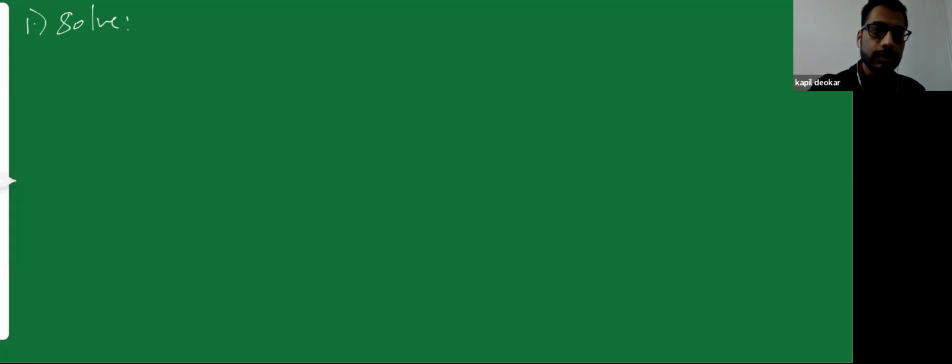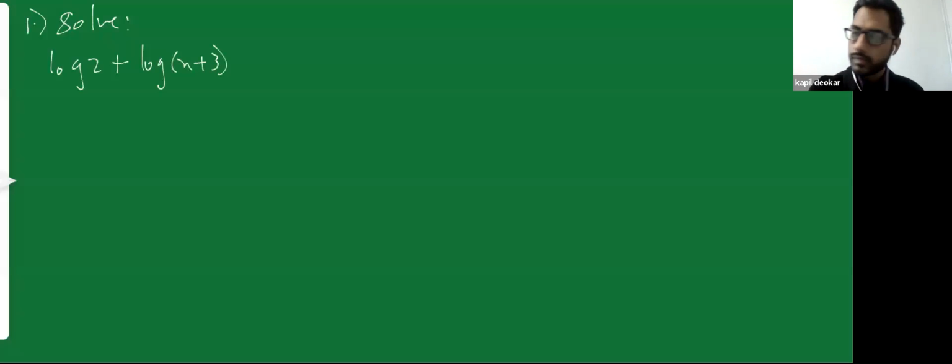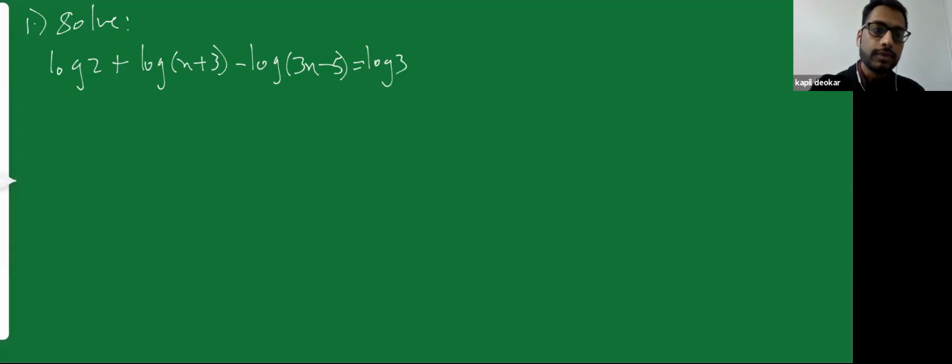So the question given to you is log of 2 plus log of x plus 3 minus log of 3x minus 5, and this value is equal to log of 3. So solve means you have to find the value of x. So how can I do that? We have seen a few formulas yesterday. Log a plus log b can be written as log of a into b. And log a minus log b can be written as log of a upon b. So I'll use those properties now.